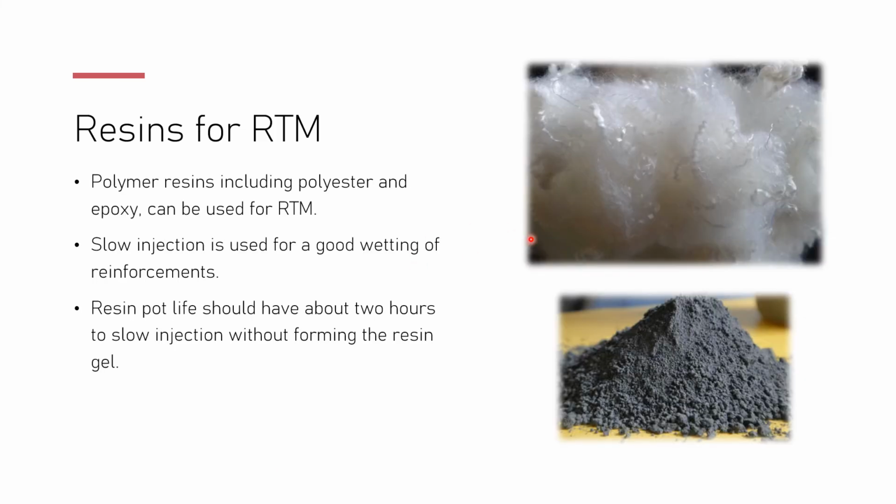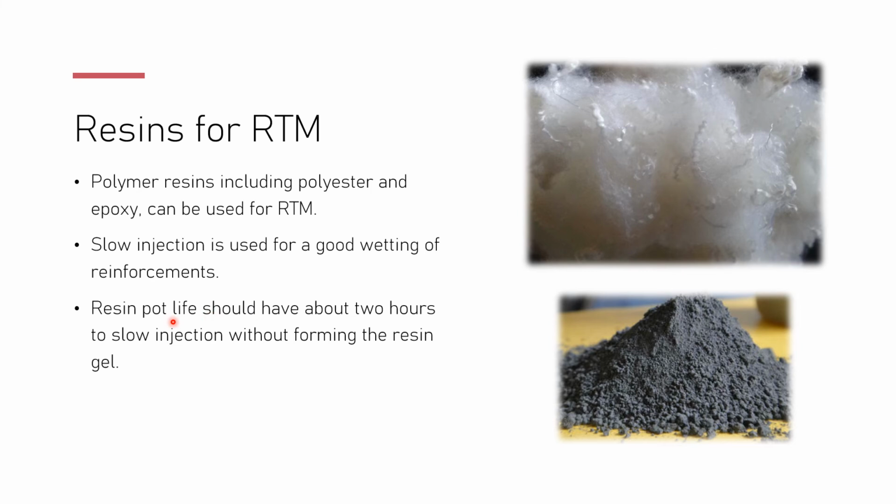Okay, so resins for RTM. What kind of resins do we use? The polymer resins. We use polyester and epoxy. Slow injection is used because, with everything you do with the mold, you have to control the pressure to shape it into a good product. Slow injection is used for a good wetting of your reinforcement. And the resin pot life again should be about 2 hours. So don't forget the pot life.